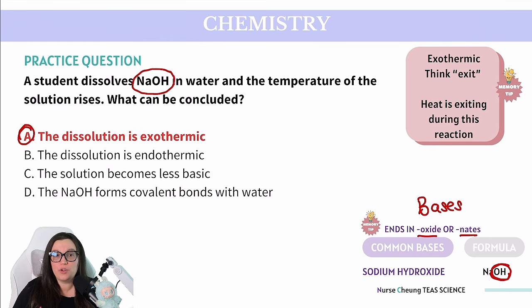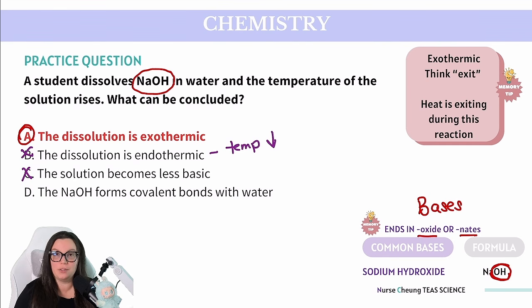Remember, endothermic reactions are actually going to absorb heat from their surroundings. So if it's absorbing heat, it's not going to cause the temperature to rise. The temperature would actually drop in this type of situation. Then we have C, the solution becomes less basic.